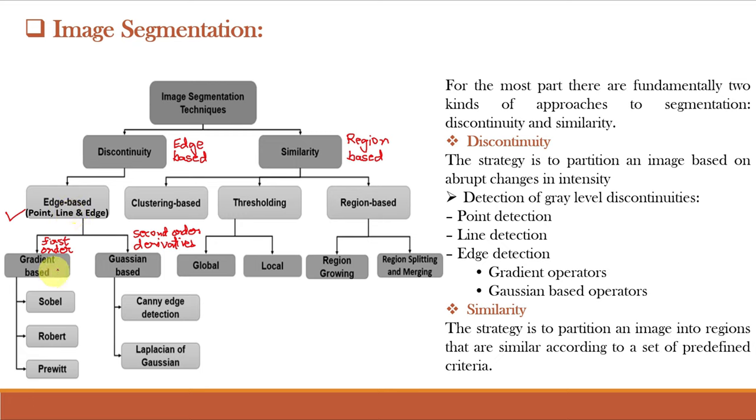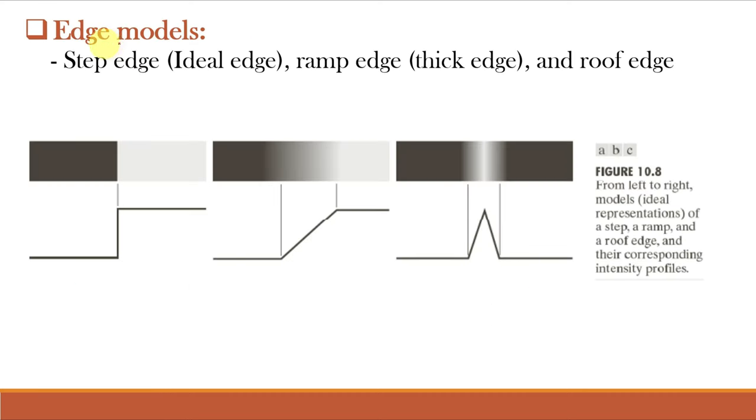The gradient based operator is the first order derivative and the Gaussian based operator is the second order derivative. The types of gradient based operators are Sobel operator, Roberts operator, Prewitt operator, etc. Whereas the types of Gaussian based operators are Canny edge detection and Laplacian of Gaussian, which is also called zero crossing detector. Let us understand different edge models.